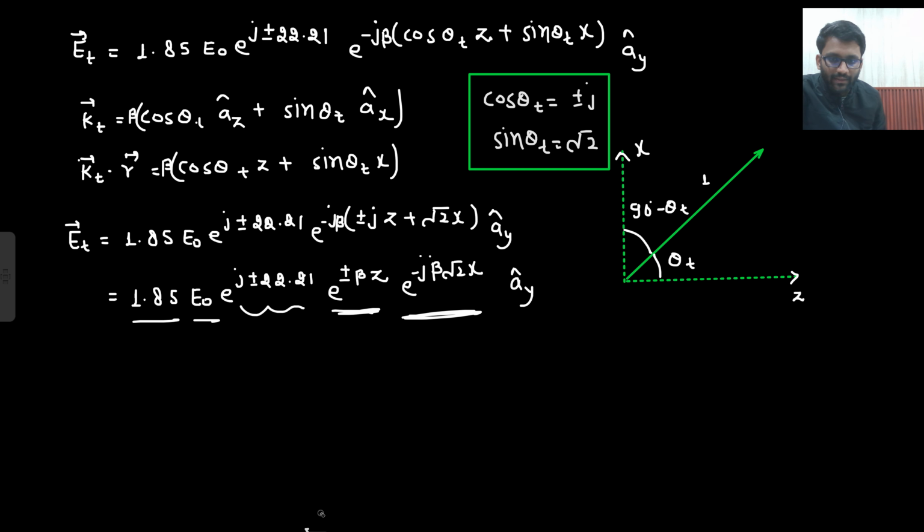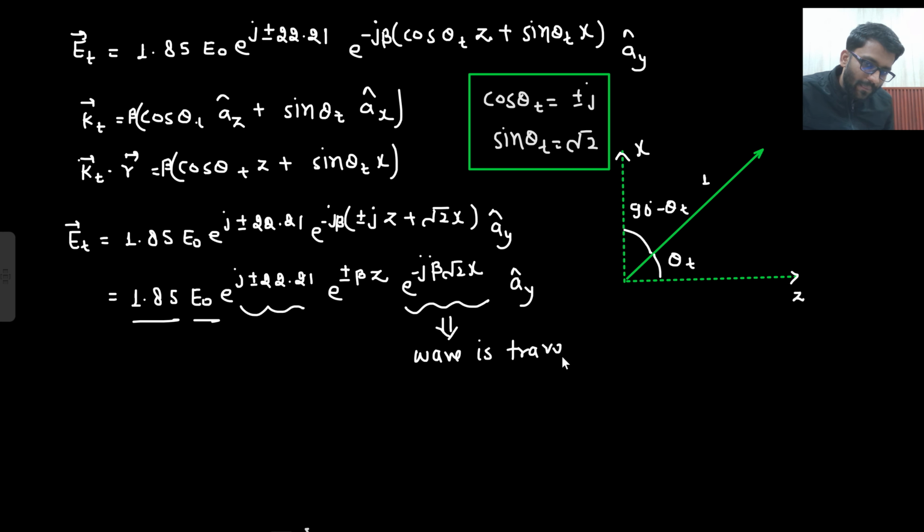Here you can see what this is showing. This is showing that traveling wave nature. Here you are having beta as well, under root 2 as well, and x as well, e to the power minus j beta under root 2 x. What does it mean? It is showing that traveling wave nature. So the wave is traveling in the positive x direction.